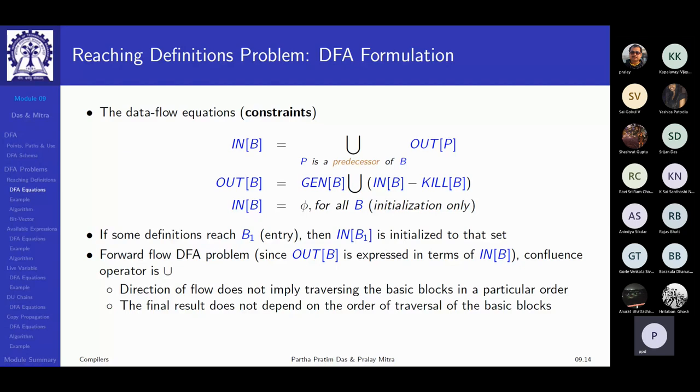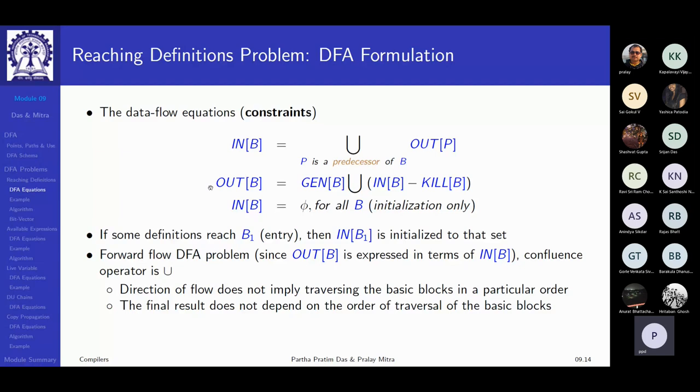And the confluence operator we were talking about, how are we combining the quantities in the flow, is by union. Right? So the direction of flow, mind you, does not imply traversing the basic blocks in a particular order. And the final result actually does not depend on the traversal of the basic blocks either.